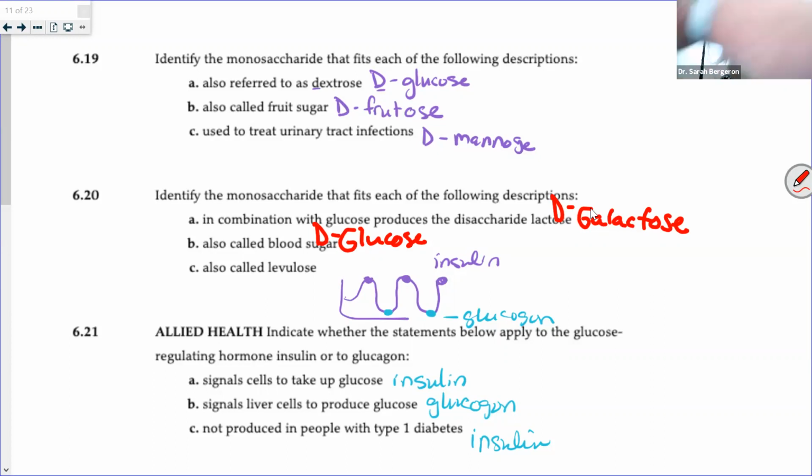If it asks you to write the D, write the D. Oh, it does. It made you write it. Okay. Good. Well, that's good to know. Because sometimes it's hard for me to know what it's going to accept from y'all and what it's not. All right. Also called levulose.